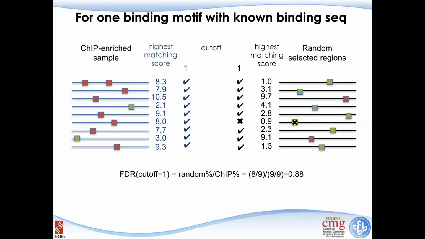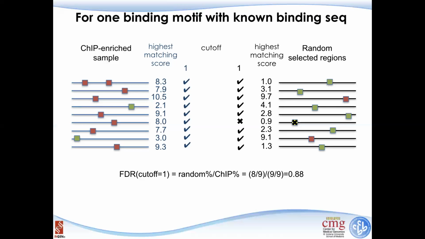So the false discovery rate in this case, given cutoff 1, is very high. Because here we don't assume the transcription factor is binding, but we still get most of them matching, compared to the ChIP-seq enriched regions. We found that the ratio is 88%.